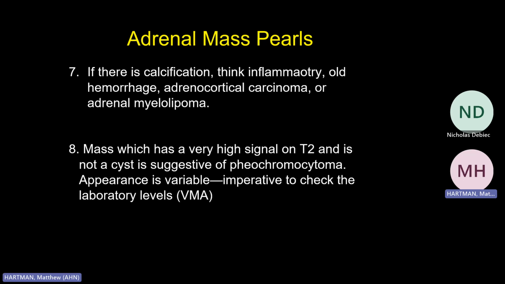Number eight, do not forget PHEO. PHEO is our chameleon, can look like anything, but often has a high T2 signal. And again, knowing the laboratory values is imperative. If you have a high VMA, you have a PHEO. If they have not checked the VMA, it's often a good idea to check that before you go into surgery.